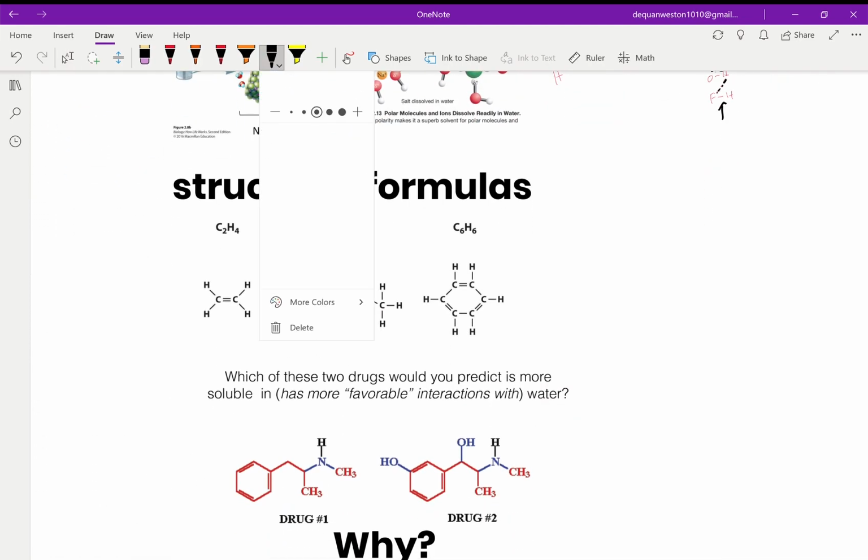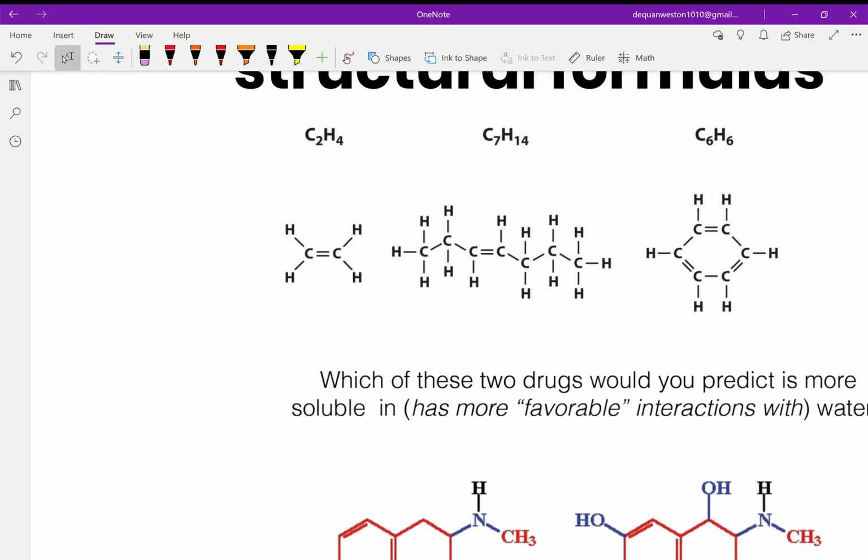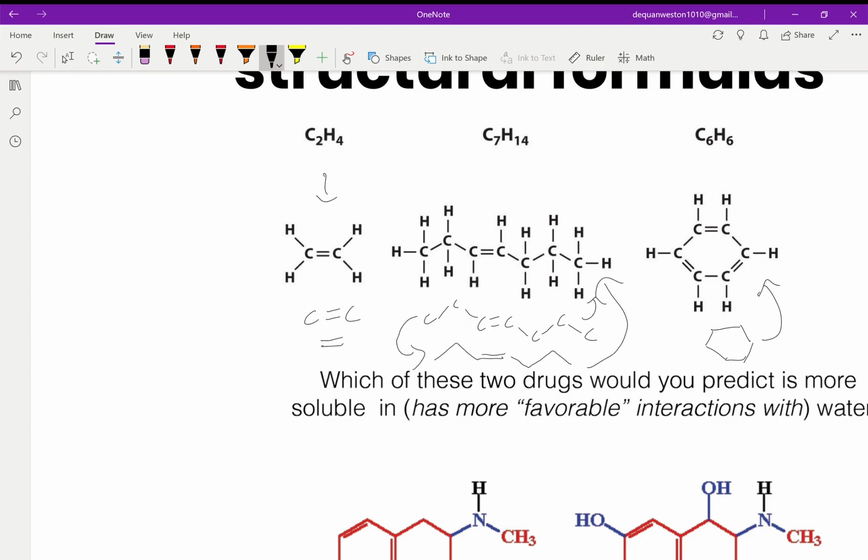So for the structural formulas, I just wanted to draw these in other ways that you could possibly see them. So this one could also look like that. It could also look like that. This one could look like this. It could also look like this. For this one, I'm just going to draw, boom. So this is that. This is that. This is that. This is also that. This is that.